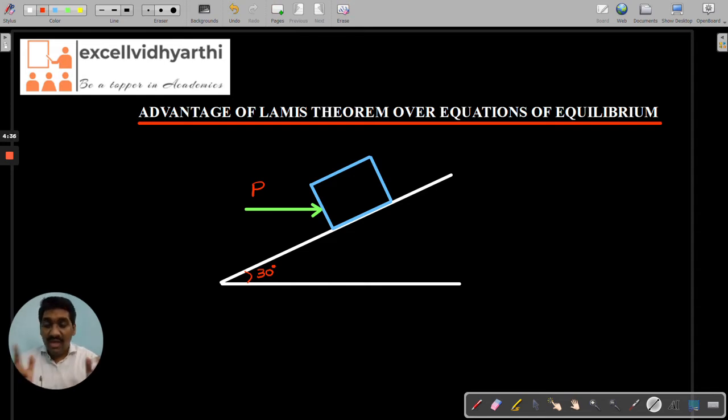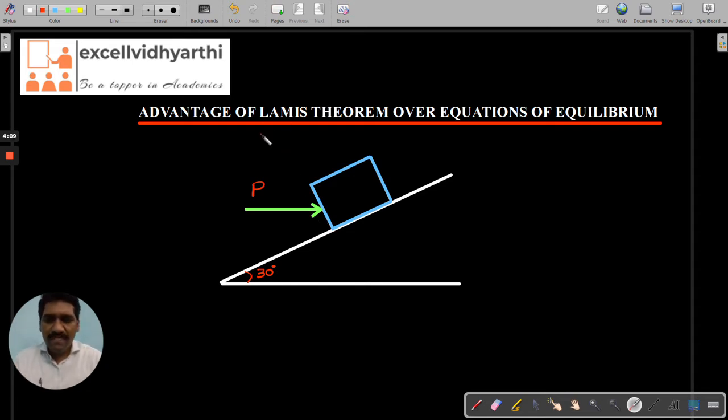Now, in this problem, I want to calculate the force P required to keep this body in equilibrium, or to keep this body at rest. Our discussion is about static equilibrium only. Different types of equilibrium I will be discussing in the course that is coming soon.